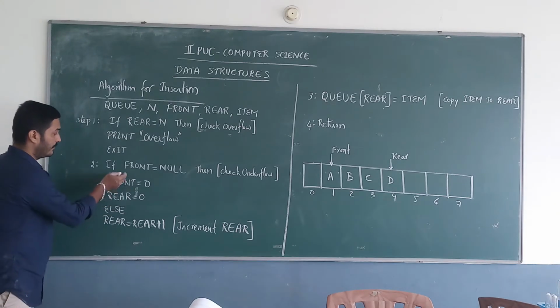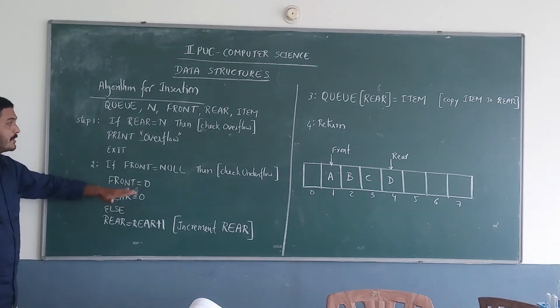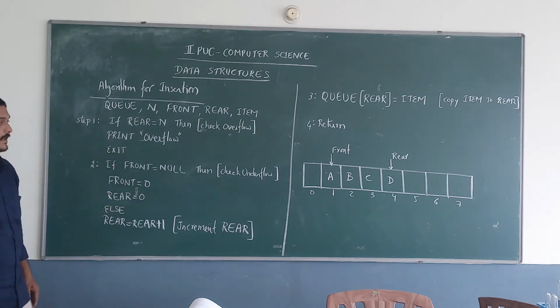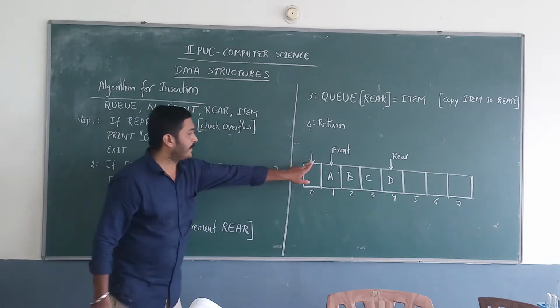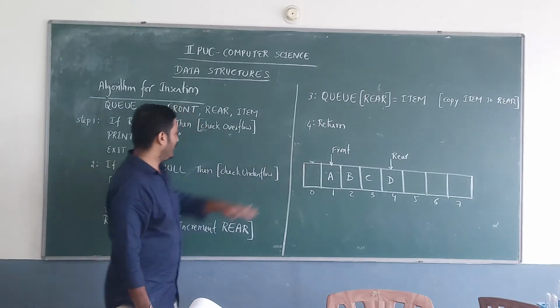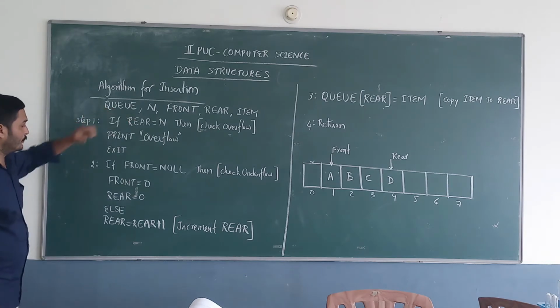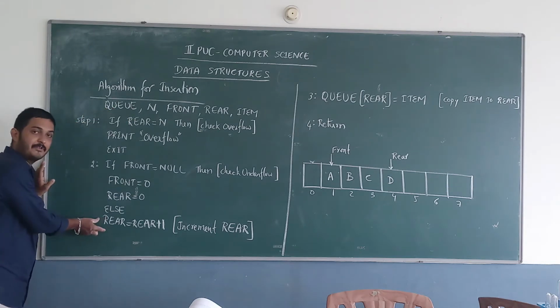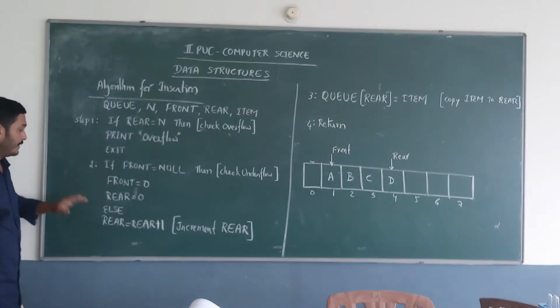So what happens? We have to specify front equal to 0, rear equal to 0. That means these two pointers are pointing to the same first location. Front equal to 0 and rear equal to 0. If these two conditions are not true, then we just have to increment rear equal to rear plus 1.